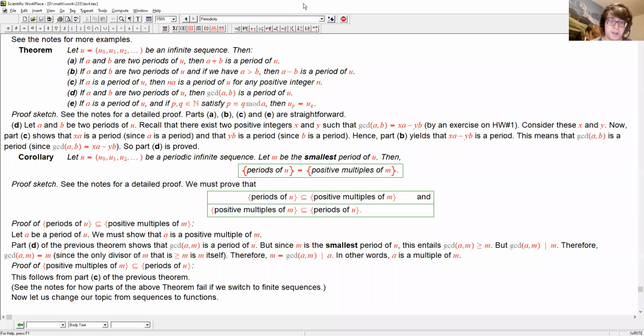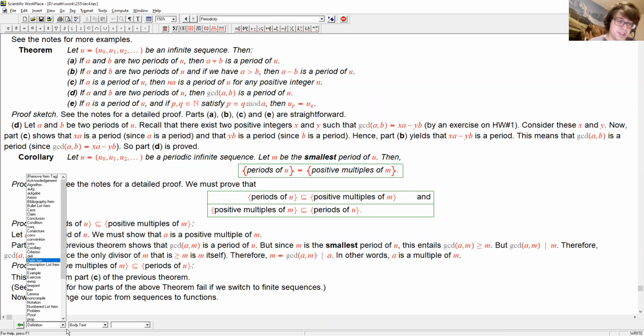Infinite sequences, as you remember, are just functions defined on the set of non-negative integers. So it's only reasonable to extend what we did with sequences to functions defined on, let's say, non-negative reals, or just on all reals. So we can define periodicity for functions. Let's do it.